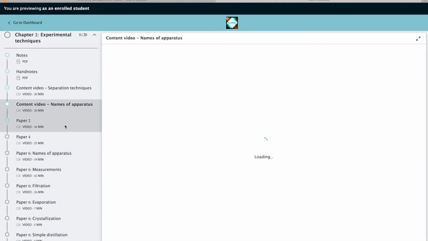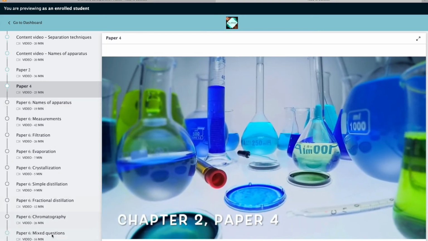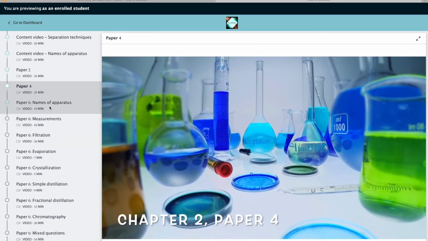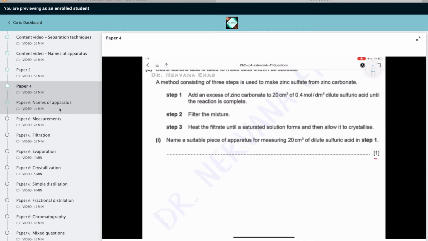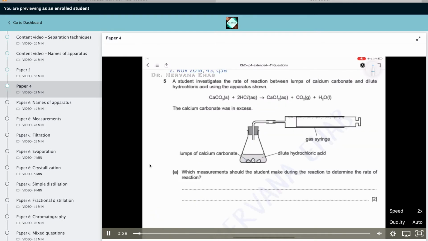And then there's paper 2, paper 4, and then paper 6. There's a lot of paper 6 videos here. And it tells you how many minutes they are. So if you have 19 minutes, then let's do that. And you can always make it twice as fast. So instead of taking 25 minutes to watch a video, you can take about 12 minutes. But I recommend making the speed twice as fast only if you've heard this lesson before, only if it's really easy for you.